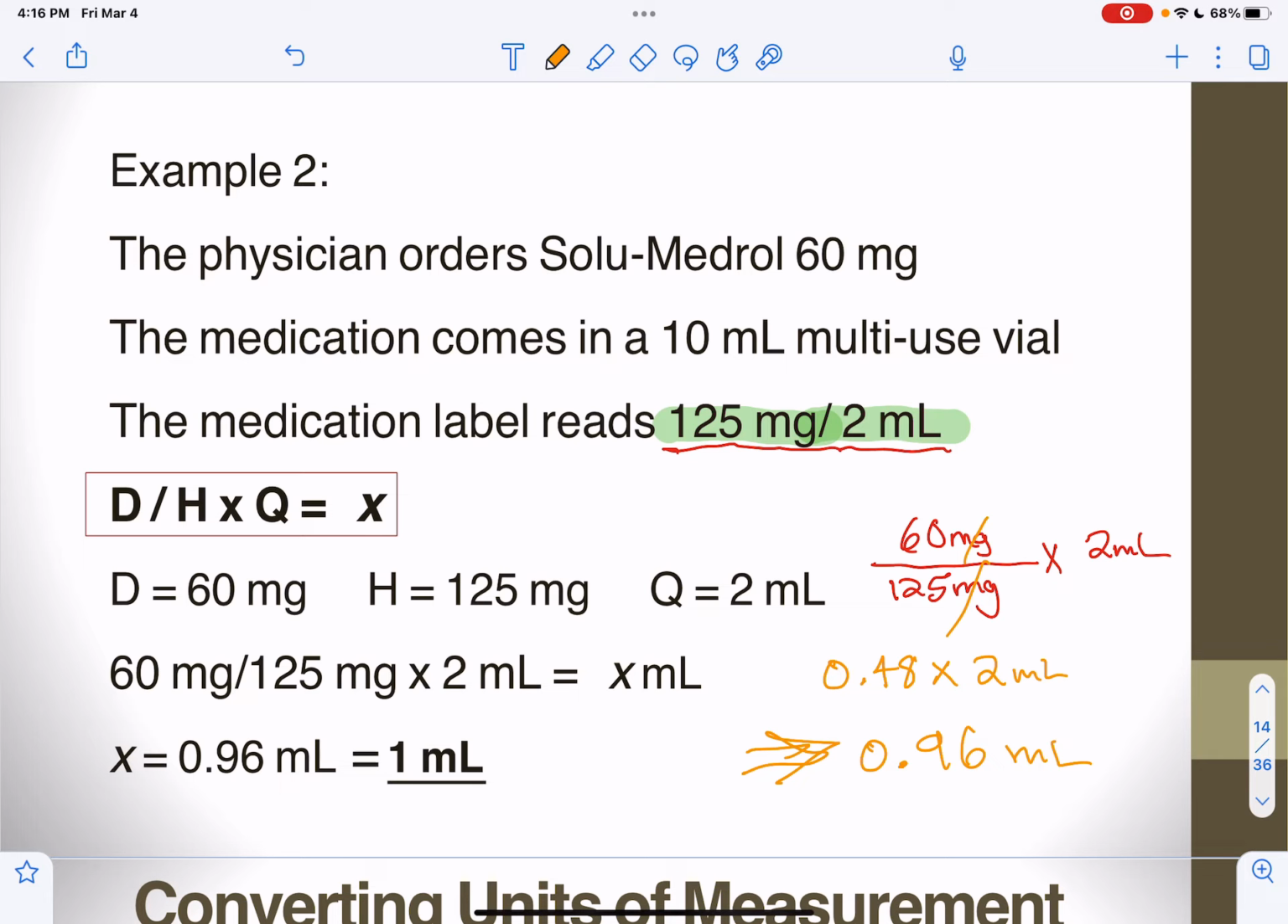All right, so it would be pretty hard to measure that out unless we had a tuberculin syringe, something really small. So we'll round it up to 1 milliliter. That's how much we're going to draw out of this 10 milliliter multi-use vial so that we can administer 60 milligrams of Solu-Medrol.